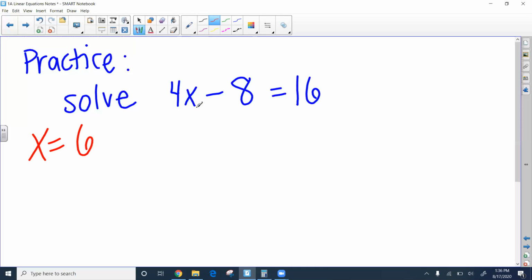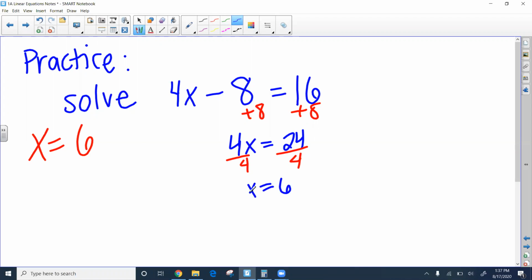So the way we would try to isolate the x is, since this is the only x, I'm going to keep it where it is, and I'm going to get rid of the -8, so add 8 to both sides. And so we get 4x equals, what is this, 24? And then divide by 4, and we get x equals 6. Okay, good.